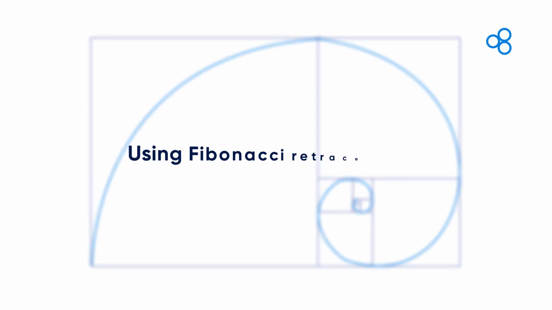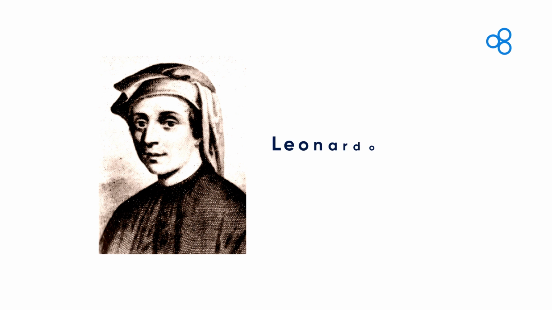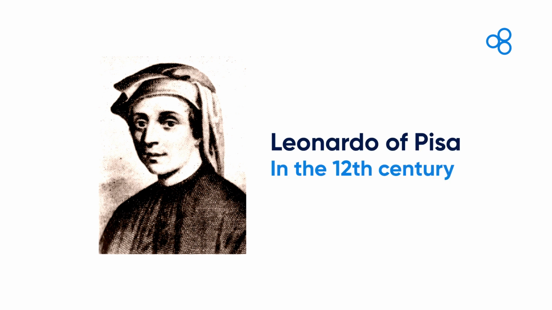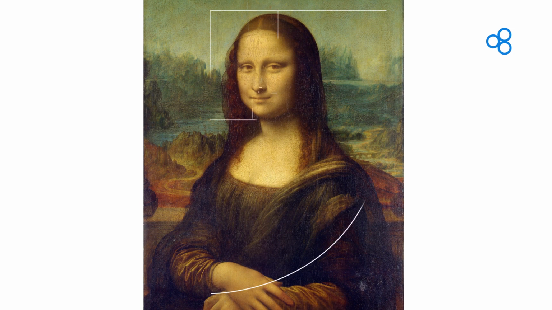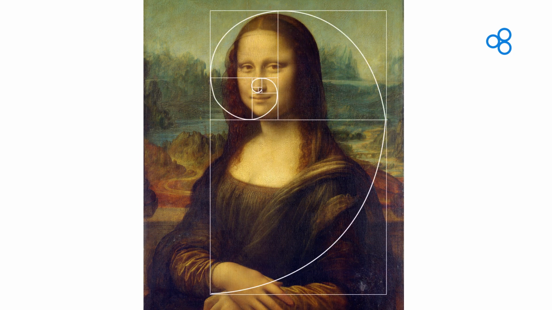In this video, we'll be talking about using Fibonacci retracements in your daily trades. But first, a quick history lesson. The Fibonacci numbers used in Forex trading originated from the Fibonacci numbers introduced by Leonardo of Pisa in the 12th century. The most famous enthusiast of these numbers? None other than Leonardo da Vinci with the Mona Lisa.